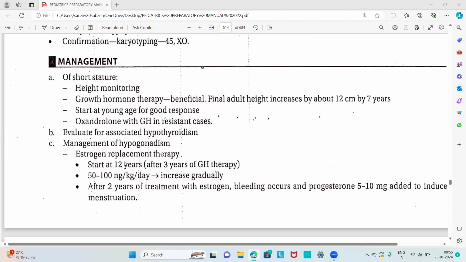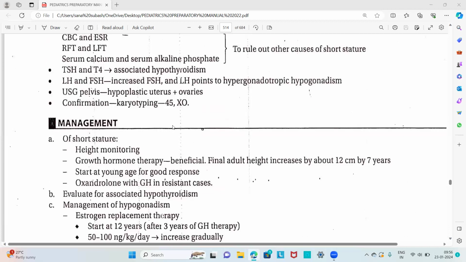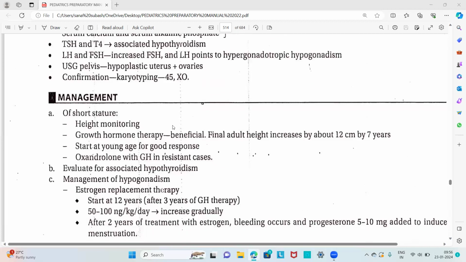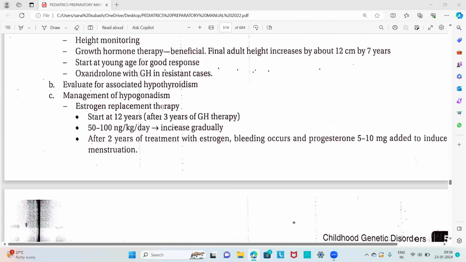For the management of hypogonadism, we give estrogen replacement therapy. It should be started at 12 years, after 3 years of growth hormone therapy, at 50 to 100 nanograms per kilogram per day, and the dose is increased gradually. After 2 years of treatment with estrogen, bleeding occurs, and progesterone 5 to 10 milligrams is added to induce menstruation. So that is the management of hypogonadism. That is all the treatment modalities for Turner syndrome: management of short stature, evaluation for associated hypothyroidism, and management of hypogonadism.